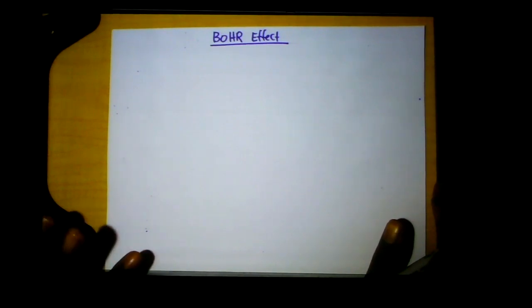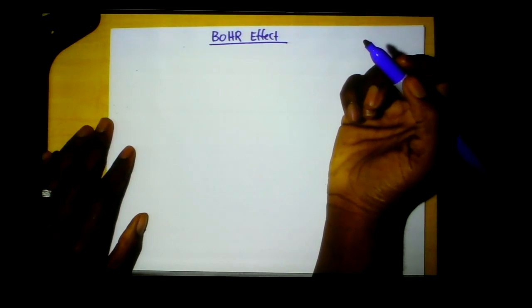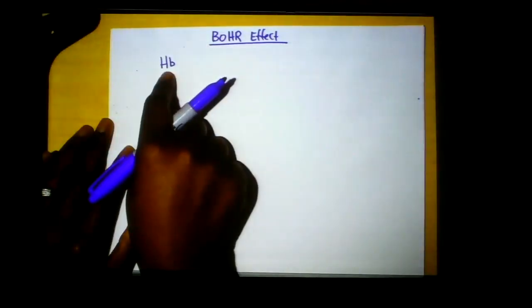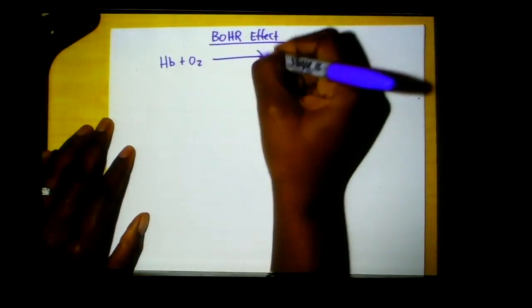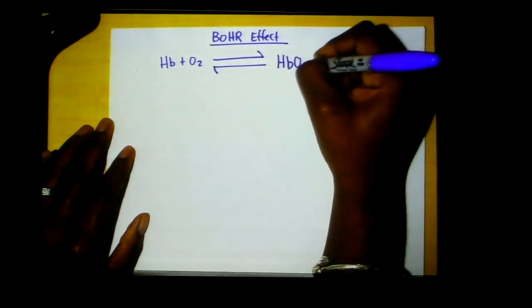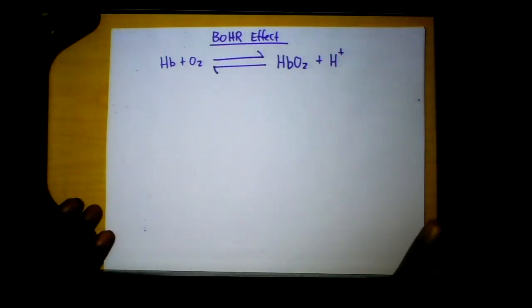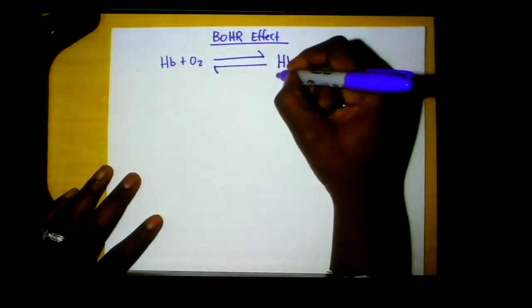Okay, so we're describing this as the Bohr effect. And we talked about this equation, right? Hemoglobin, deoxyhemoglobin plus oxygen can become oxyhemoglobin. And then we've also got some protons released. Okay, let's just label this out.